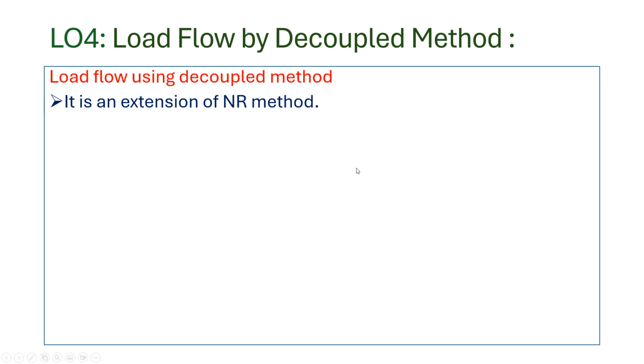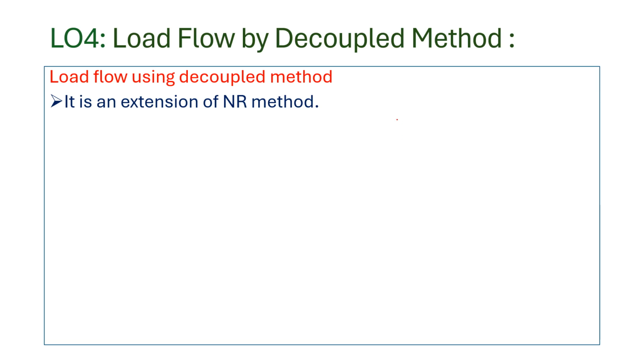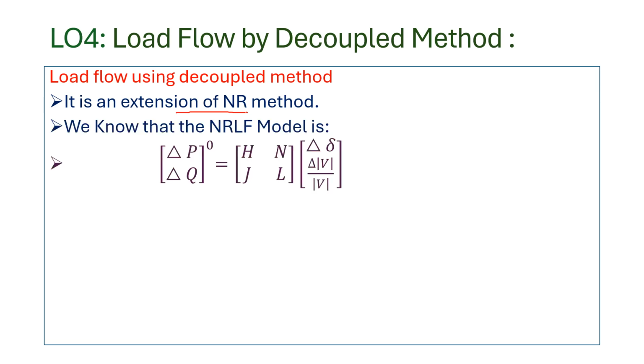Now, the decoupled method, this technique of performing load flow, is not a different method, but it is simply an extension of Newton-Raphson method. So let us understand how this decoupled method has evolved from the Newton-Raphson method. Let us first understand the load flow model of Newton-Raphson. This is the Newton-Raphson load flow model that we have already derived.